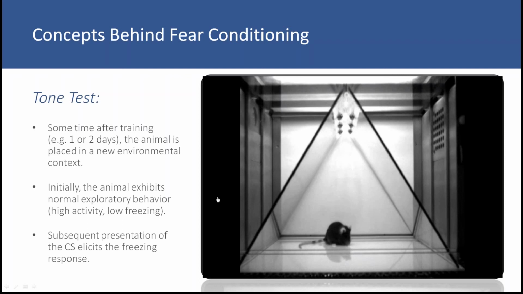Okay. So an automated system should be able to track behavior in any of these contexts, whether it's a training context or a test context. The automated system should be able to score behavior regardless of environmental context.